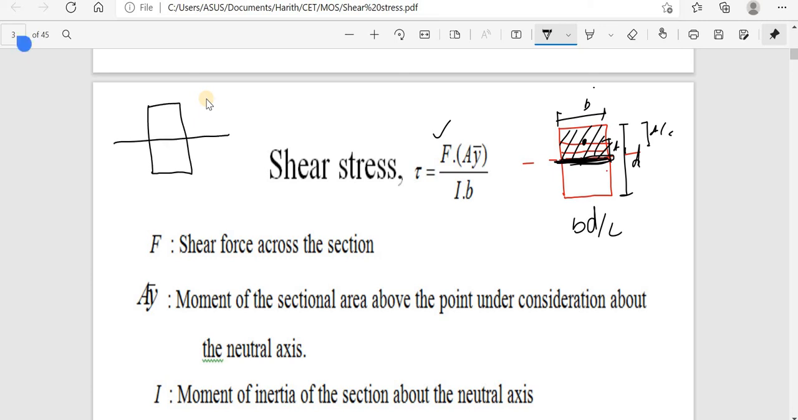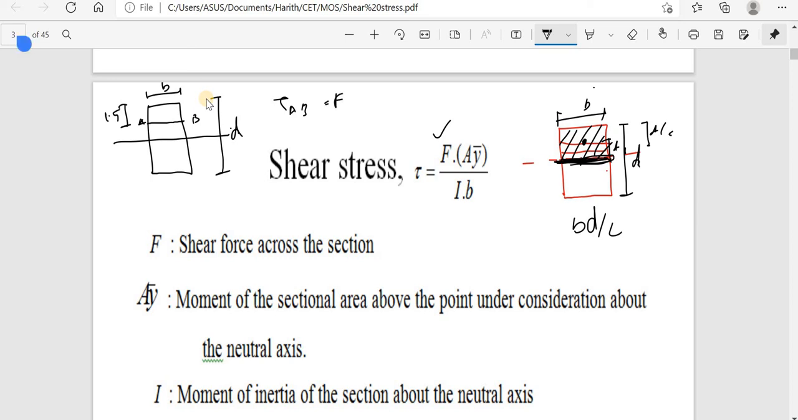If I am going to find out the shear stress at this point AB, let the distances be this D and this B, and this distance be something like 1 or 1.5. I am just taking a distance. If I have to find out the shear stress at this AB, then what will be the area? First, F is the shear force.